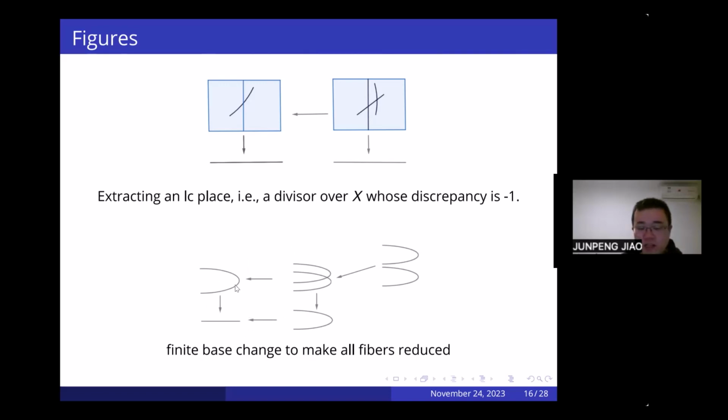Suppose we have a ramified cover here, and then we use another ramified cover. Once we do the fiber product, we will have this. This is obviously non-normal. And if we do normalization, then we have two components. For each component, the multiplicity from this new one to here will become just 1.